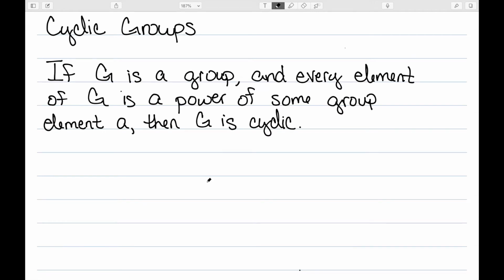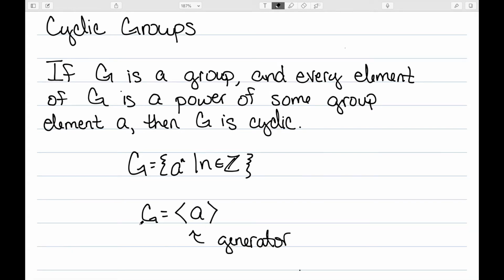If G is a group and every element of G is a power of some group element A, then G is cyclic. In other words, G is the set of all a to the n, where n is an integer. So we're looking at all of the powers of some given element A. We write that as G equal to A inside of angled brackets, and we call that element A the generator. So every element of my group G is some power of this element A.